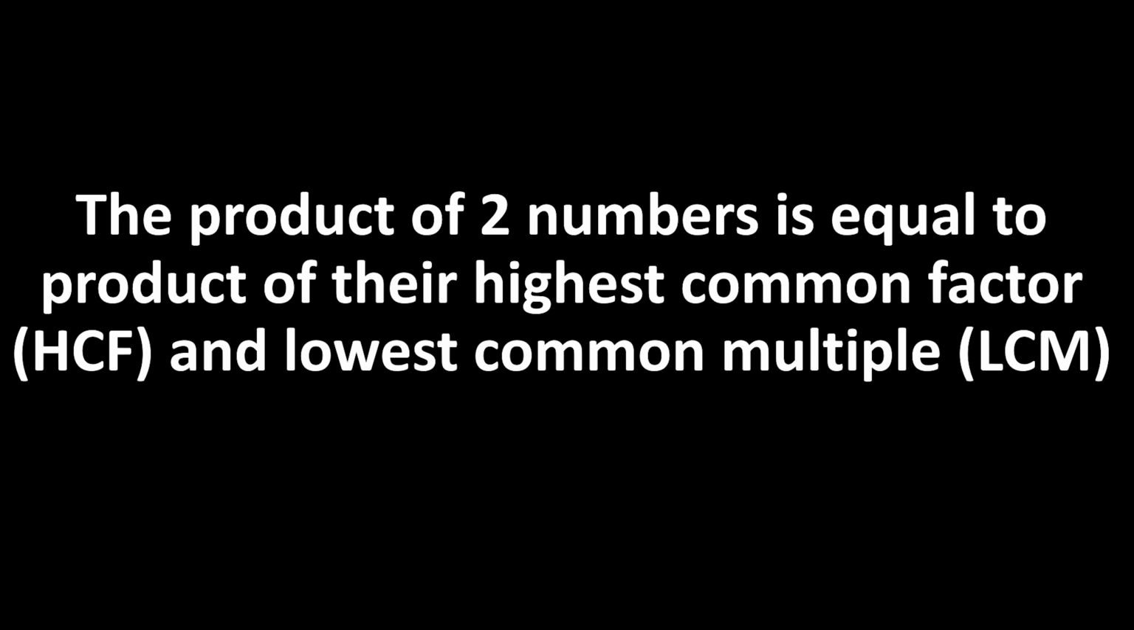In this video, we are going to go through the concept that the product of two numbers is equal to the product of their highest common factor (HCF) and lowest common multiple (LCM). To understand this better, let's take one example and see how this statement is true. We will be finding the lowest common multiple and highest common factor of 6 and 20.